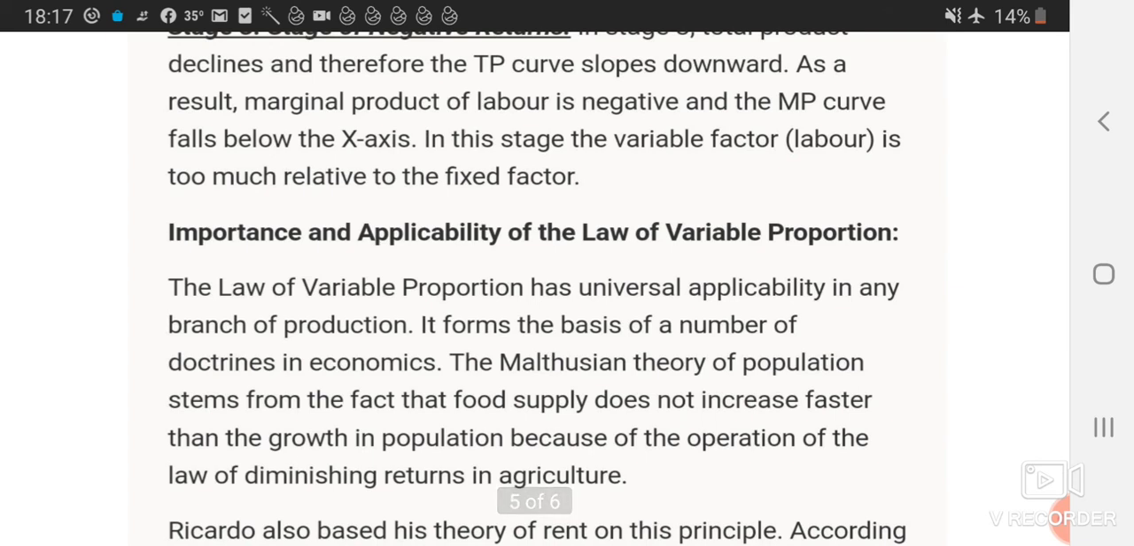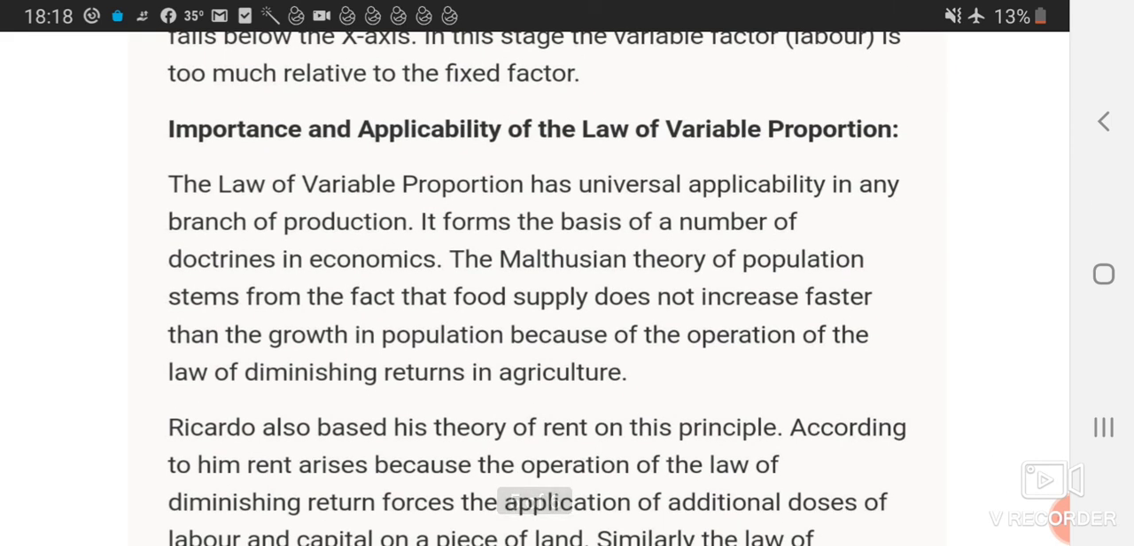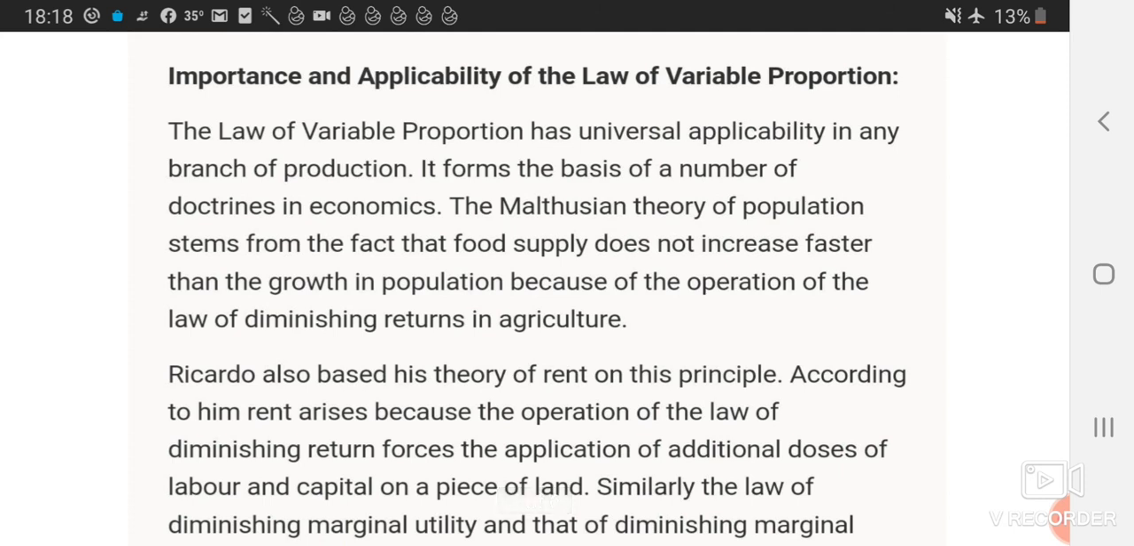Now the importance and applicability of law of variable proportion. The law of variable proportion has universal applicability in any branch of production. It forms the basis of a number of doctrines in economics. The Malthusian theory of population is based on the fact that food supply does not increase faster than the growth in the population because of the operation of the law of diminishing returns in agriculture. So we can see that when we use more variable factors on the fixed factor, then the marginal product first of all increases, then it has no change, and last it declines.